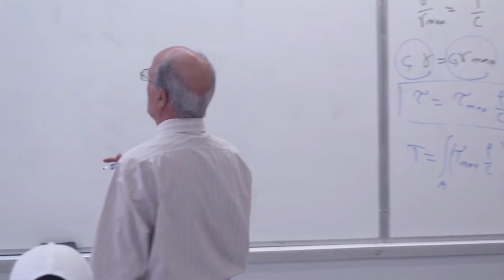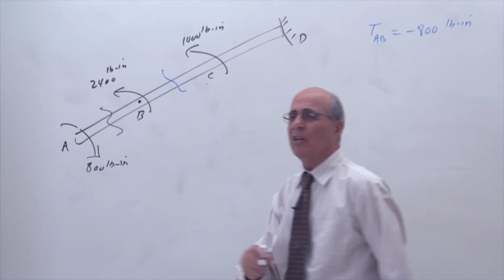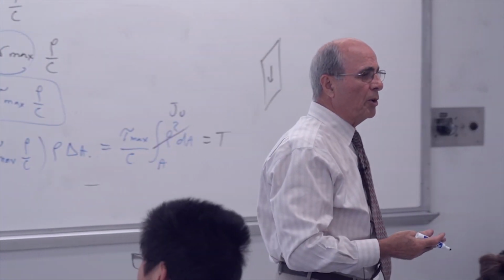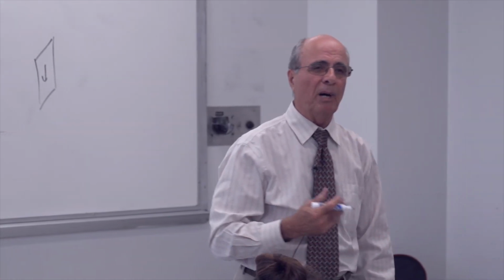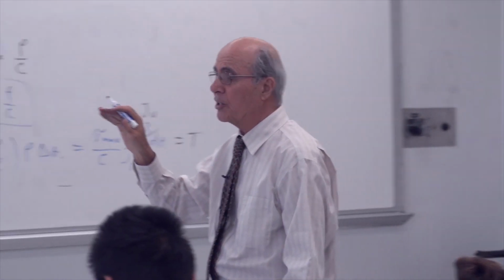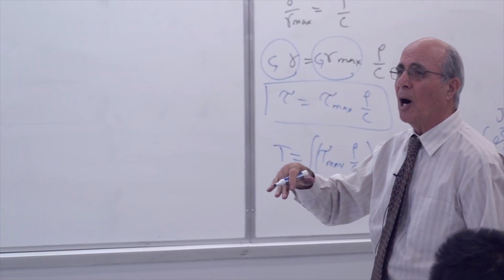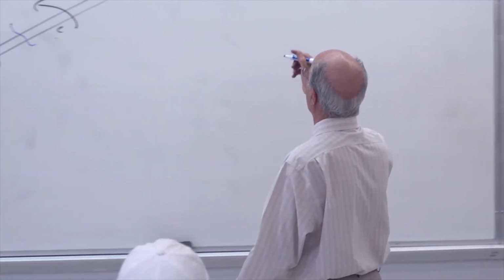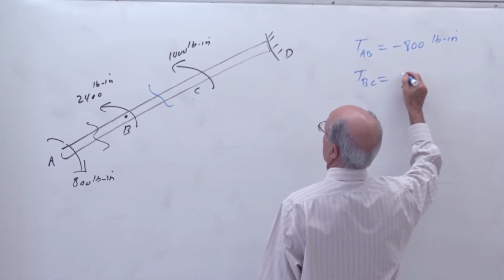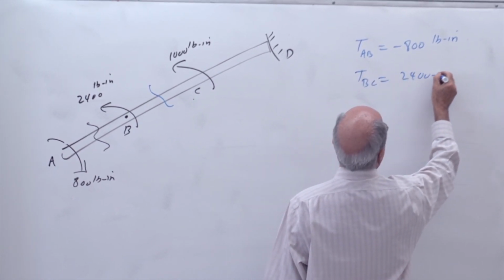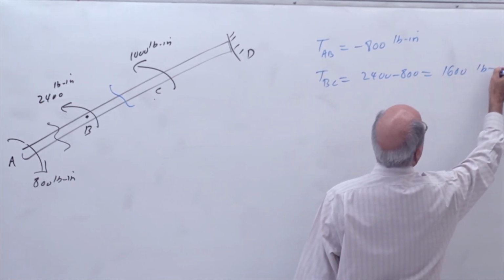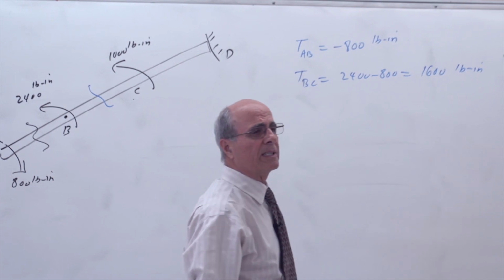So then, when we go here, what is the internal torque there? It's not 2,400. I hope you are not saying that. 2,400 minus 800, so it is 1,600, but it's going on the opposite side. So it's counterclockwise, so therefore it's positive. So T_BC is equal to plus 2,400 minus 800. So it is 1,600 pound-inch. Is that correct or not?